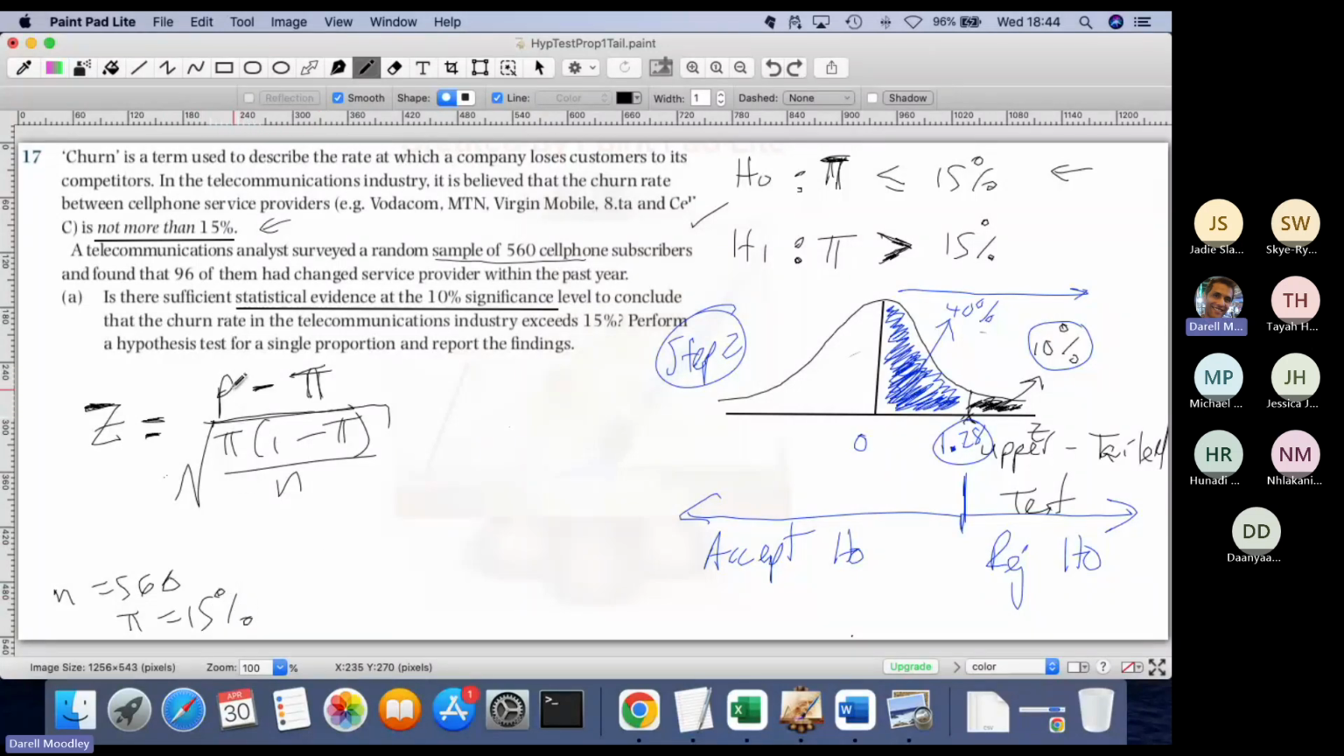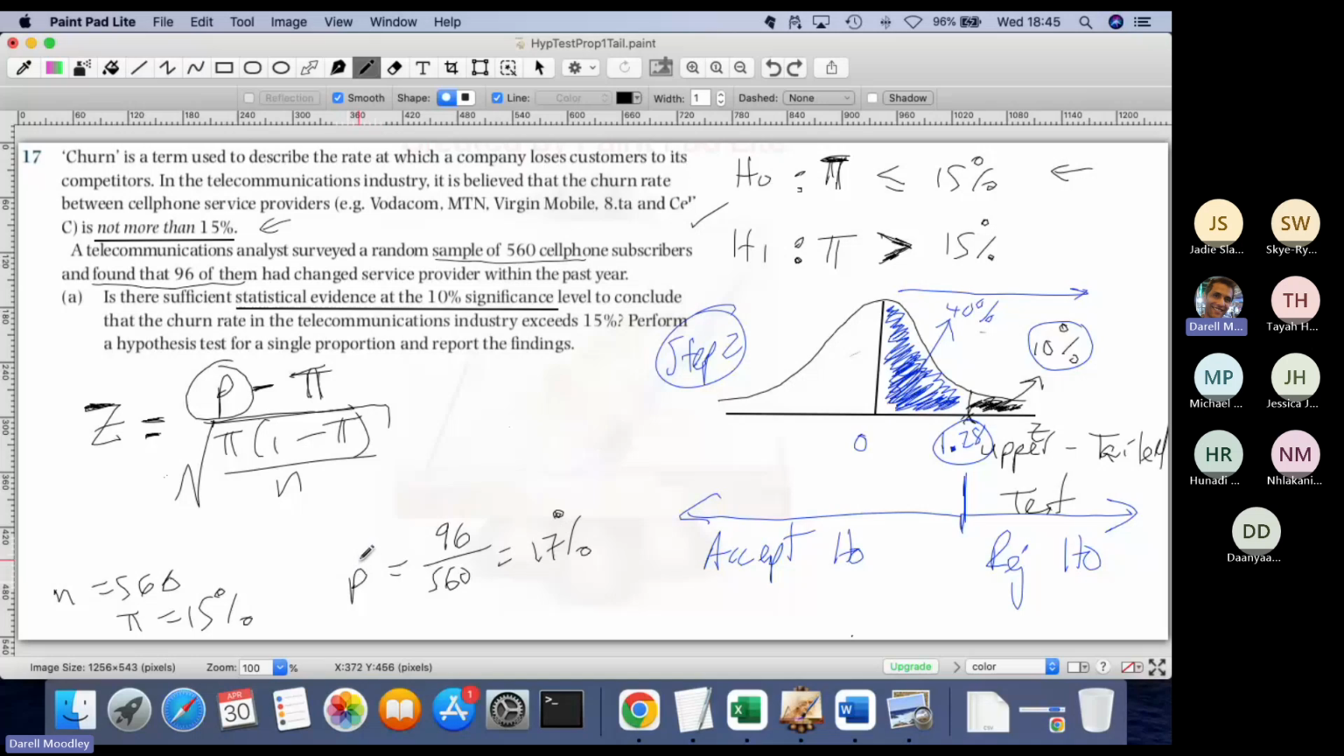But there's just one more symbol that you need to figure out, and that's P. What is P? P is your observed proportion. So that means if you took a sample, what is the proportion of people in that sample that have churned? If you read the text, it says 96 of them have churned out of those 560. So your P is the proportion, which is 96 out of 560, which is 0.17 or 17%.